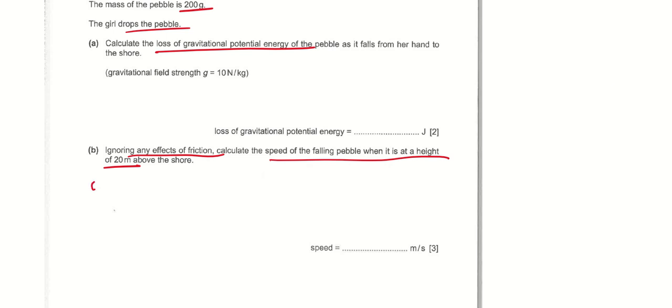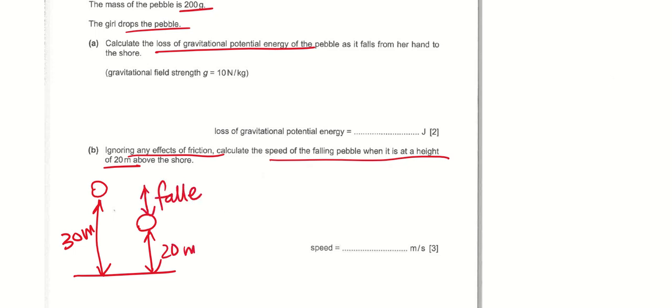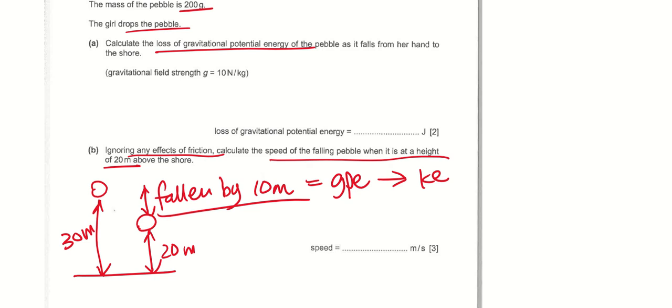So let me do a quick sketch. This is the pebble. Okay, so you can always draw a quick sketch to guide yourself. So now it is 20 meters. That means it has fallen by 10 meters. Okay, that means it has this amount of GPE that is being transferred to the KE. And with the KE, then I can find the speed or velocity.